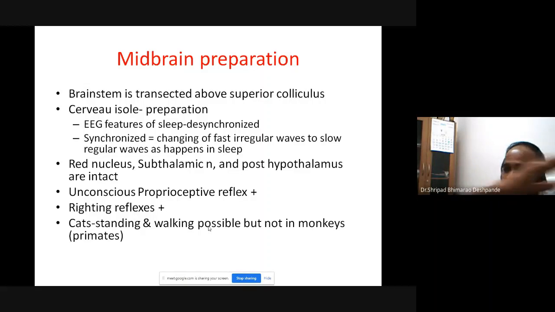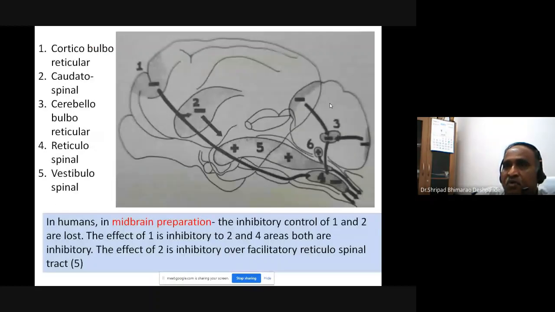Now these are extra points I had given over the table. One condition I have mentioned, cerebral isole. Cerebral isole is the preparation when you make a lesion above the superior colliculus. So you have isolated the entire thing, and only the midbrain is left. That is the meaning. This type of preparation is used for sleep studies. He will be in deep coma because he does not understand what is happening around.